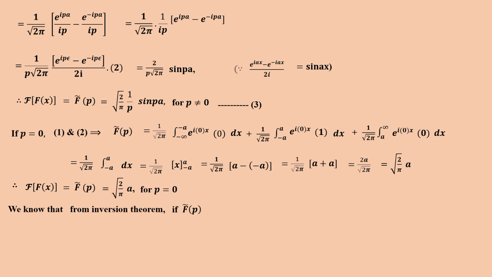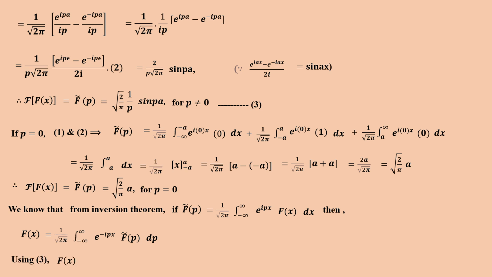So we know the inversion formula from the inversion theorem. If f bar of p is equal to 1 by root 2 pi integral minus infinity to plus infinity e power i px f of x dx, then f of x is equal to 1 by root 2 pi integral minus infinity to plus infinity e power minus i px f bar of p dp, right? This is the inverse Fourier transform of f bar of p, the Fourier transform of f of x, right?